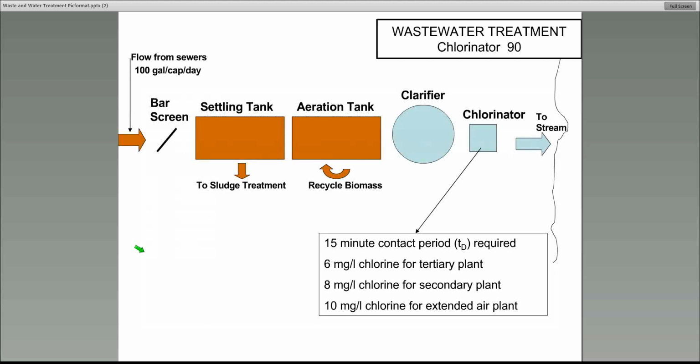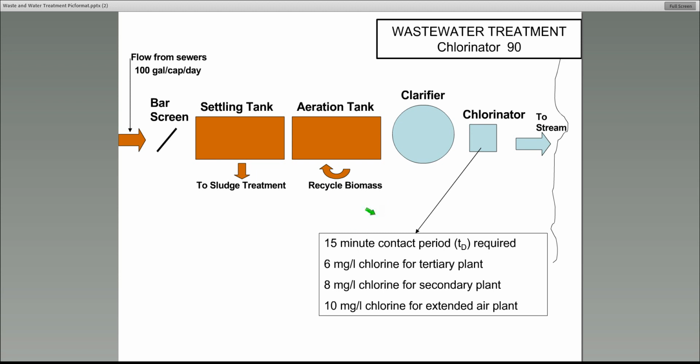Okay, the chlorinator. We're looking at a 15-minute contact period for wastewater treatment. It could be more than that if you're not getting the proper 30-30 for the BOD and the suspended solids, then you may increase it. But assuming you're getting 30-30, then 15 minutes is usually the time.